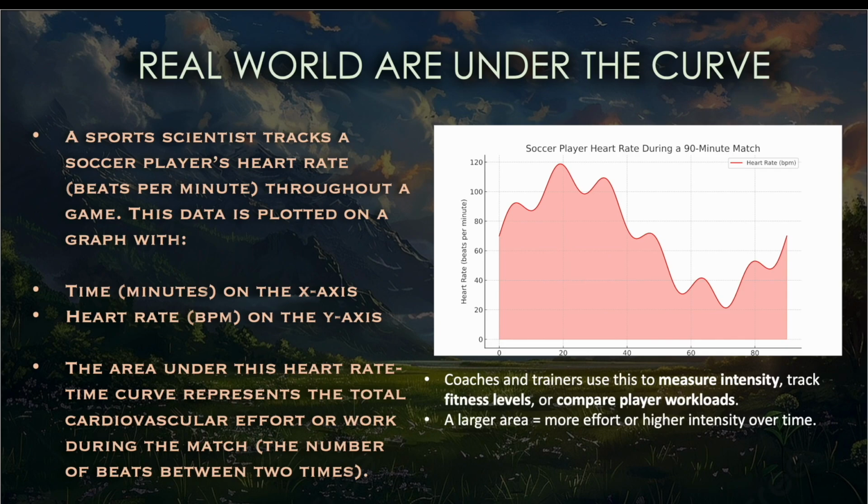A sports scientist tracks a soccer player's heart rate in beats per minute throughout a game. His data is plotted on a graph with time on the x-axis and heart rate on the y-axis. The area under this heart rate time curve represents the total cardiovascular effort or work during the match, aka the number of beats between two times. Coaches and trainers use this to measure intensity, track fitness levels, or compare players' workloads. A larger area under the curve means more effort or higher intensity over the game.